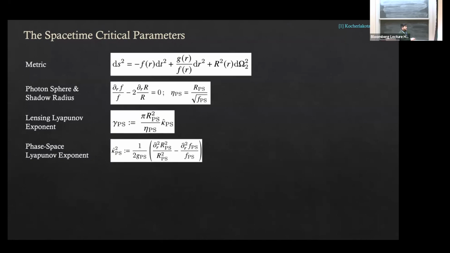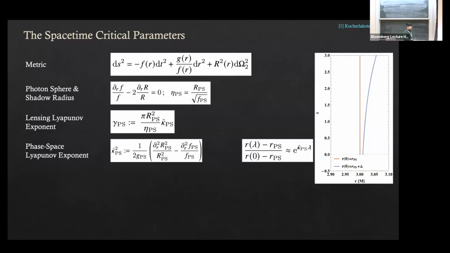So if you are able to measure this Lensing-Lyapunov exponent by looking at the demagnification of images, then you get access to some new information about the spacetime. And we will see why this can be non-trivial. Okay, so I introduced this new parameter called the phase space Lyapunov exponent. Let me explain it like this.